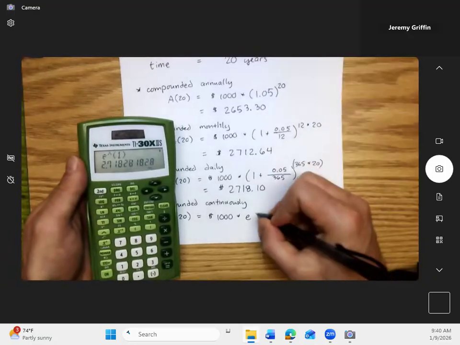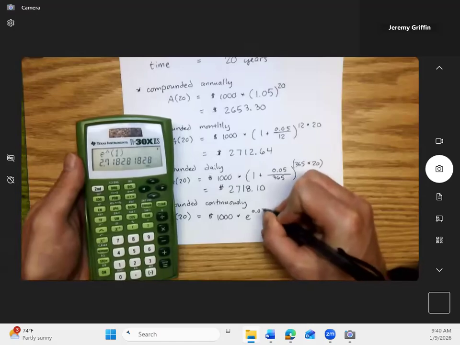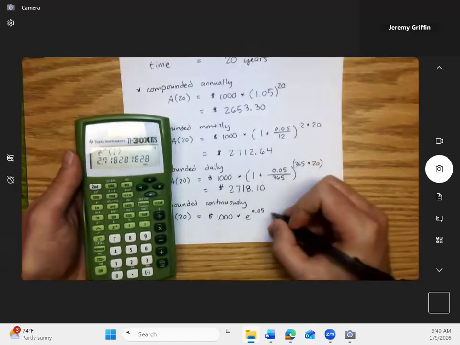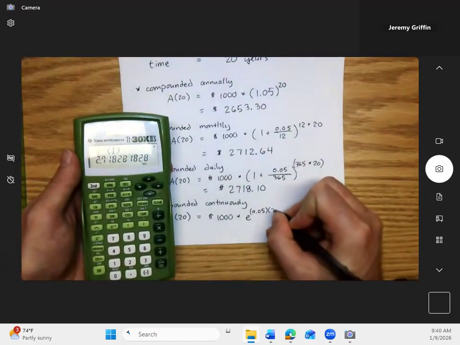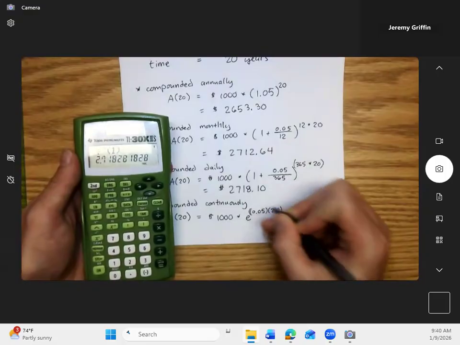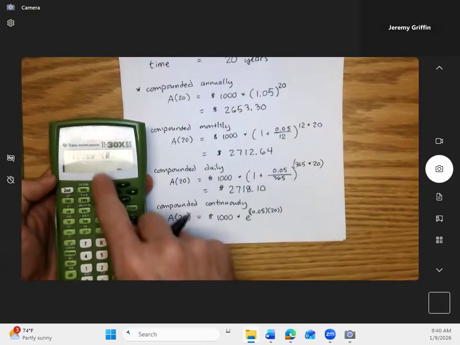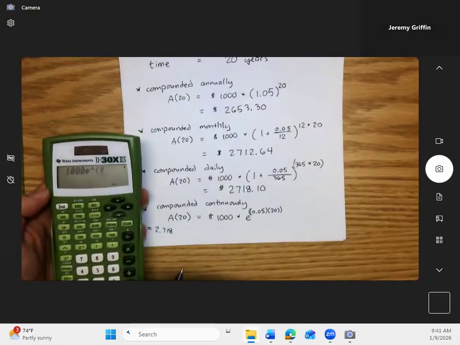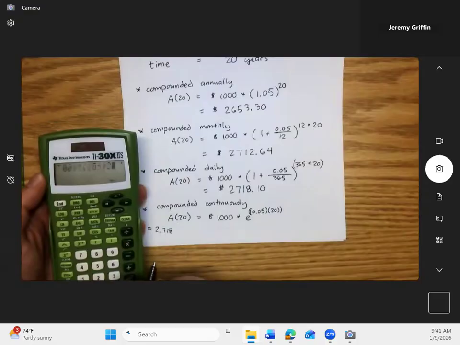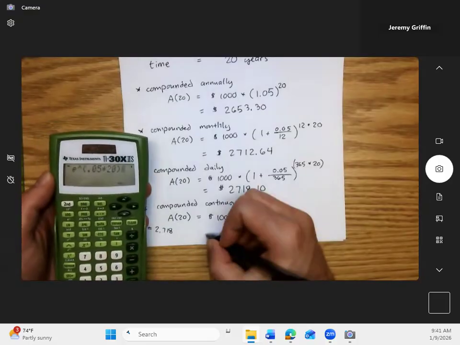The interest rate was 0.05 as a decimal. That's what 5% is. And we're going to multiply that over 20 years. That's all in the power. So in the calculator, go $1,000, and then second e to the power of, then 0.05 times 20, then close parenthesis.